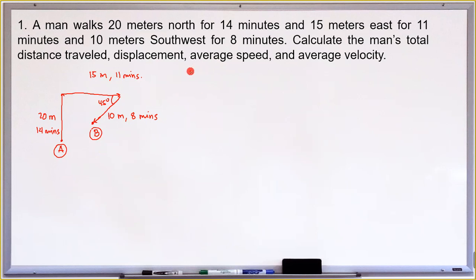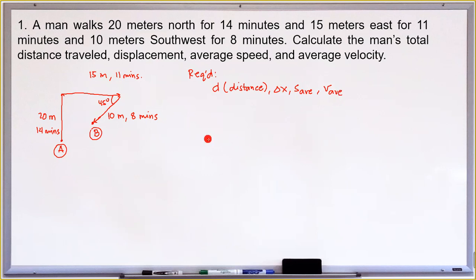So what is required here is that we're going to solve for the distance traveled. So we'll represent it as D, distance. Second, displacement, so delta x, displacement. Third, average speed, so S average. And then average velocity, so that is V average.